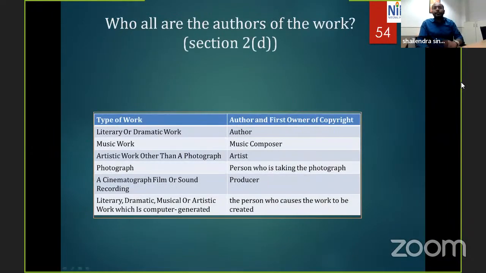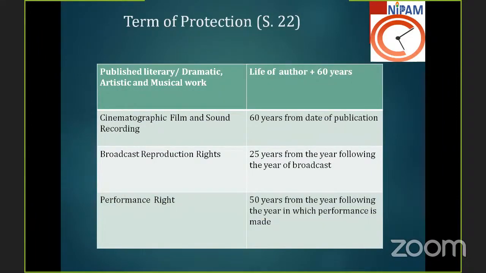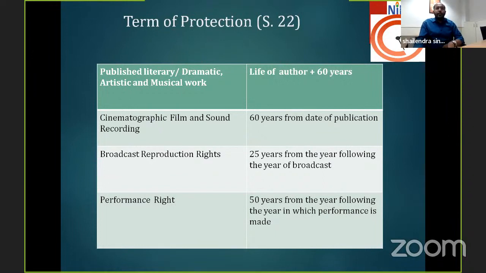These are the different terms we use to call the different proprietors on the basis of their work: for literary work we call them author, for music work music composer. Now in copyright, this is the term of protection. For any published literary work, usually the term of protection is life of the author plus 60 years. For cinematographic work, it is life of the author plus 60 years. For broadcasting, it is 25 years. Performance right is for 50 years. So this is the timeline of protection.